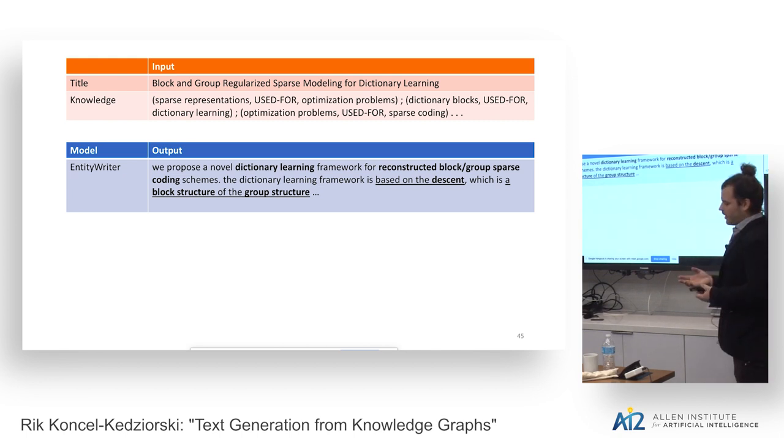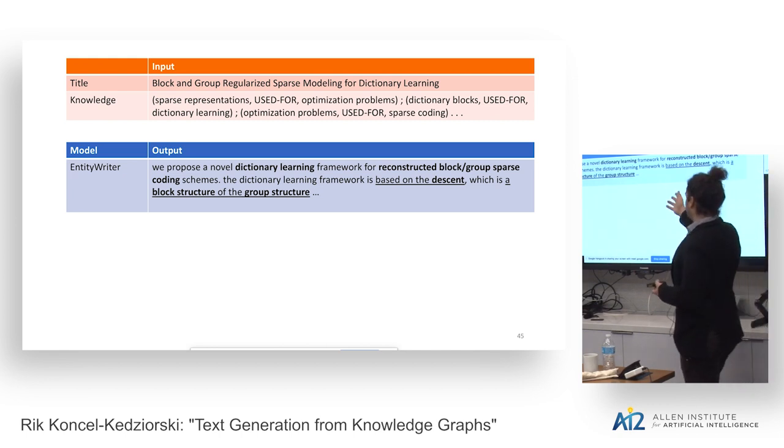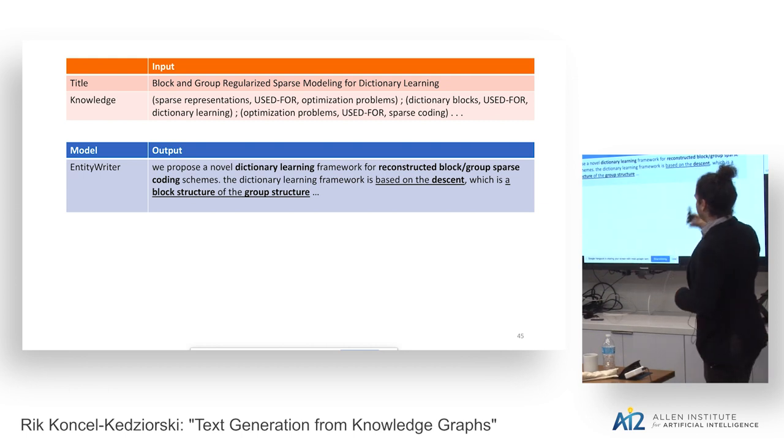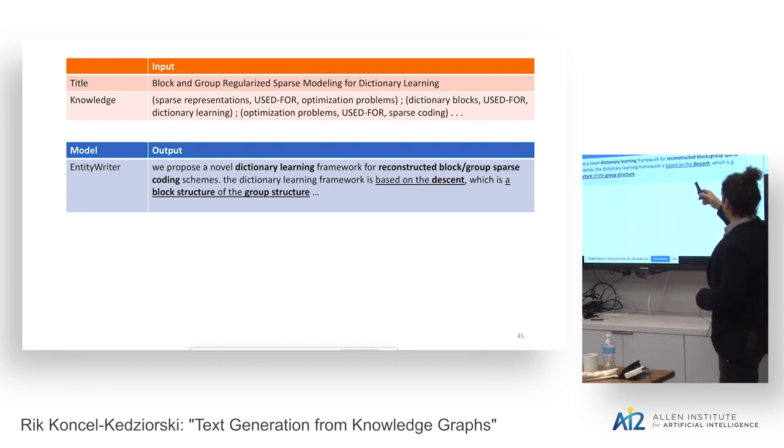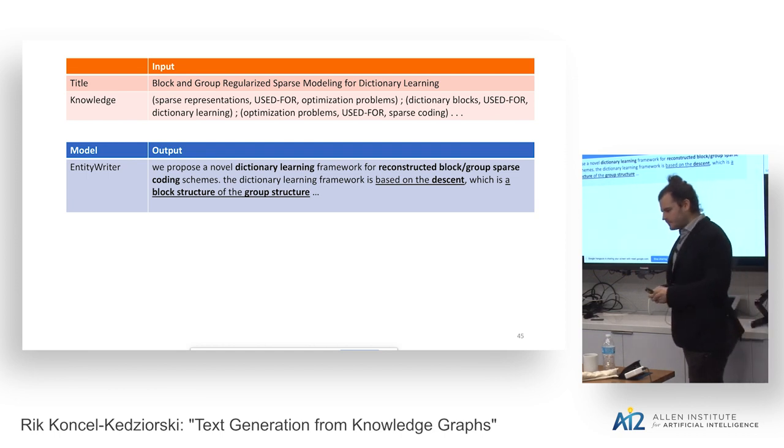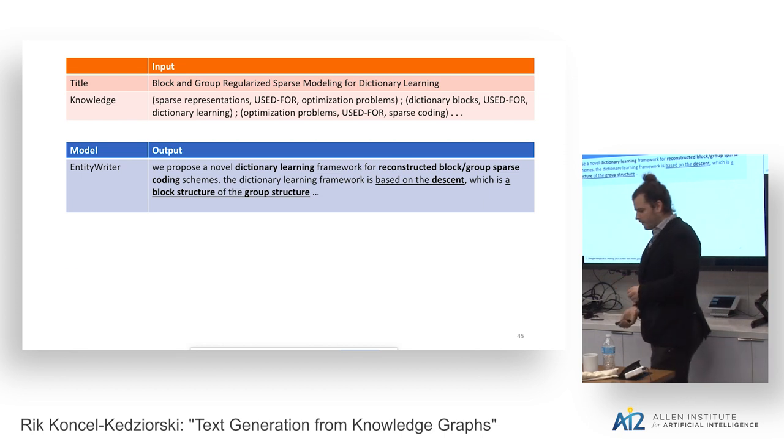And so we'll look at the three models. What I've done here is I've bolded the use of terms from the knowledge, and I've underlined things that are wrong, basically. So in this first entity writer, we have a lot of use of the knowledge, but it says some things that really don't make any sense. For example, the learning framework is based on the descent, which is a block structure of the group structure. I don't think that's exactly right.